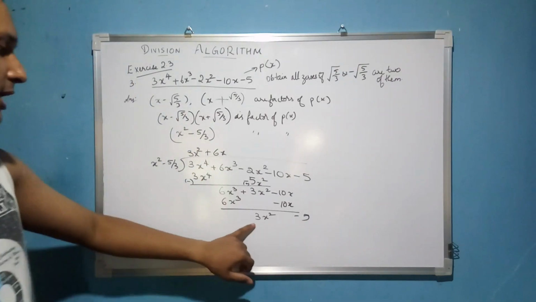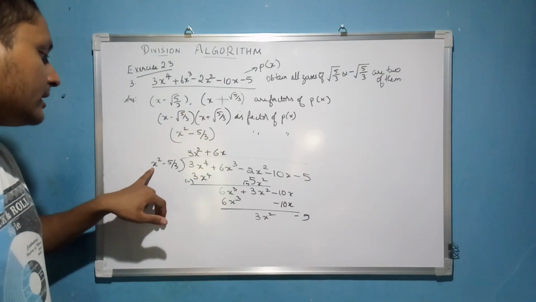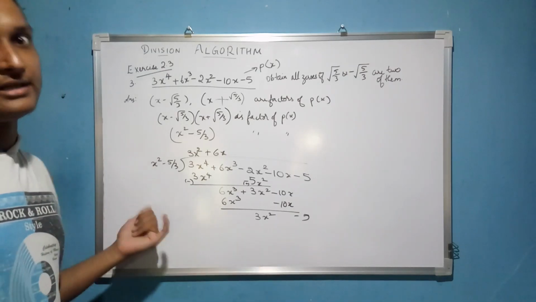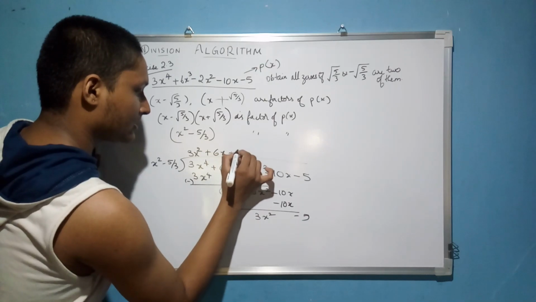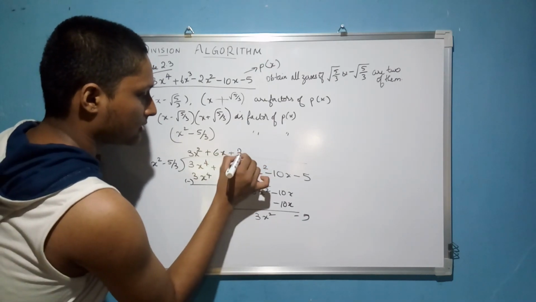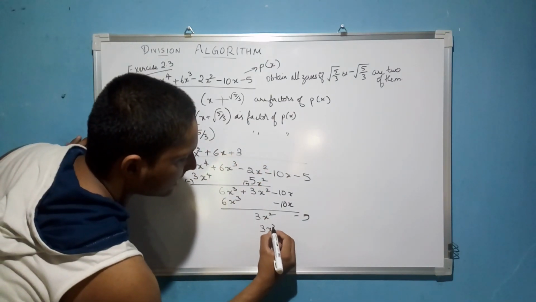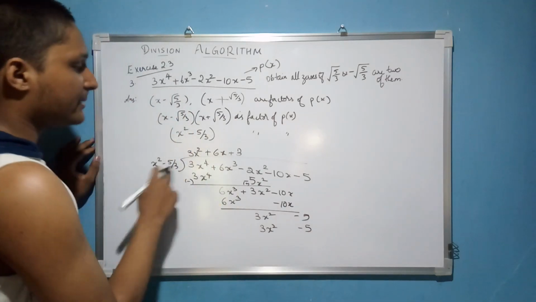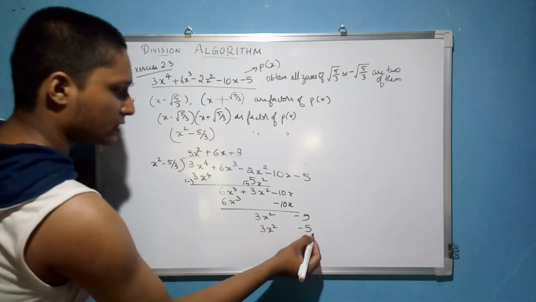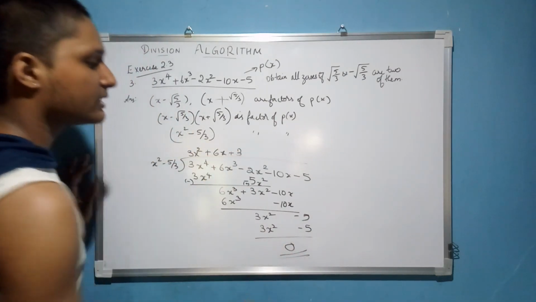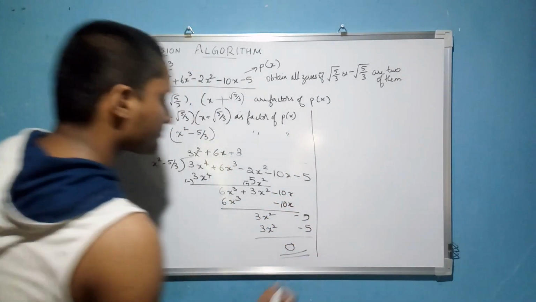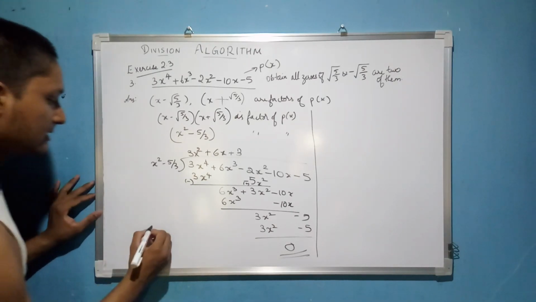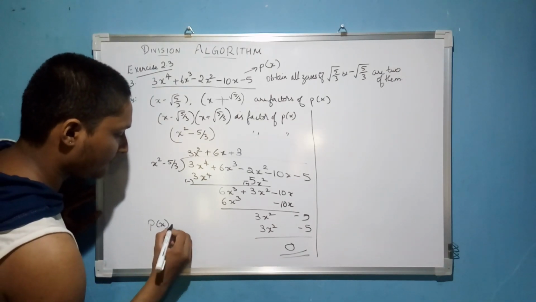So for the next term, I need to divide 3x square divided by x square. The first term of this divided by the first term of this, as every time I do. So you get a 3 here. That is you get 3x square minus 5, because minus 5 by 3 into 3 is minus 5. So you get a 0. You should get a 0 because it is a factor. Okay, the next part is to just write this p of x as a form of two factors.